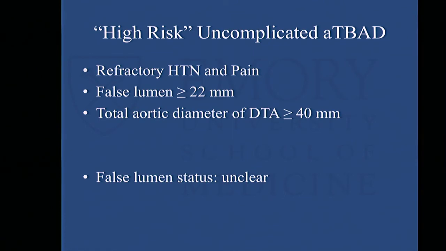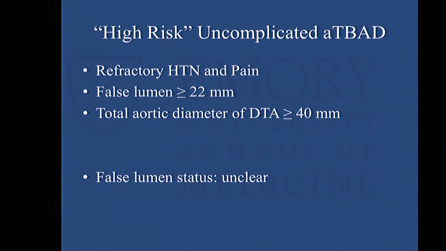Here's what I use. If the patient comes in and they go into the uncomplicated route, if they have refractory hypertension and pain, I'm stenting them. If they have a false lumen greater than 22 millimeters or a total aortic diameter greater than 4 centimeters, they're getting stented. I don't judge things by the false lumen status, whether it's partially thrombosed. It rarely is, in my mind. In acute dissection, most of them have patent false lumens. I think that we are on the aggressive side here, admittedly, but when I talk to colleagues around the country, the field is moving towards stenting uncomplicated type Bs.